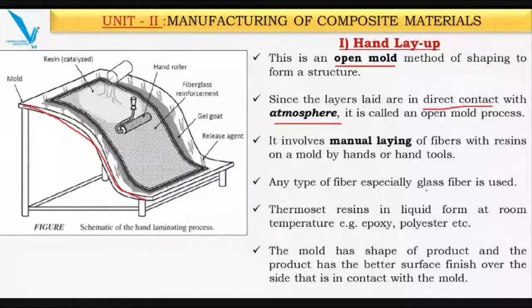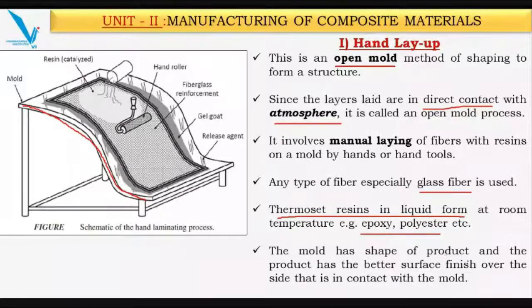Any type of fiber can be used, but mostly glass fibers are widely used. Natural fibers like jute are also used in such manufacturing methods by hand layup. Here mostly thermoset resin is used in liquid form because it is easy to control. If you are going for thermoplastic, then additional things are required: a heating process and compression under high pressure. The thermoset resins mostly used are epoxy and polyester.